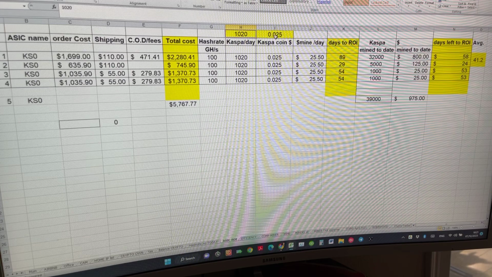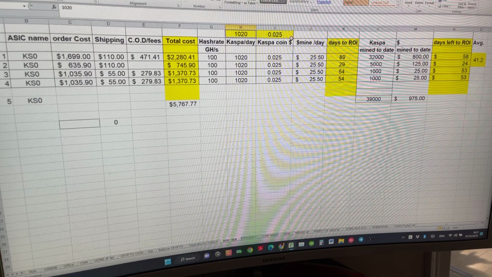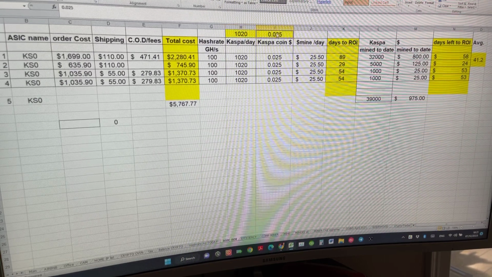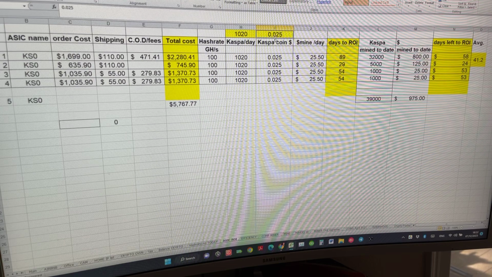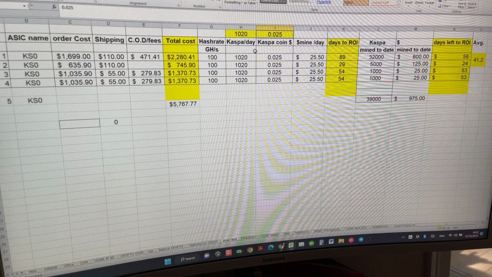And these two numbers, I marked them in yellow, those are the variables that we're going to change based on how quickly the data changes. And this is our Caspa a day rewards. So our rewards are going to change, and the Caspa coin price is going to potentially change. So we can play with these two numbers just to see what's our best case scenario or worst case scenario. Okay, so that's the whole idea of this video.